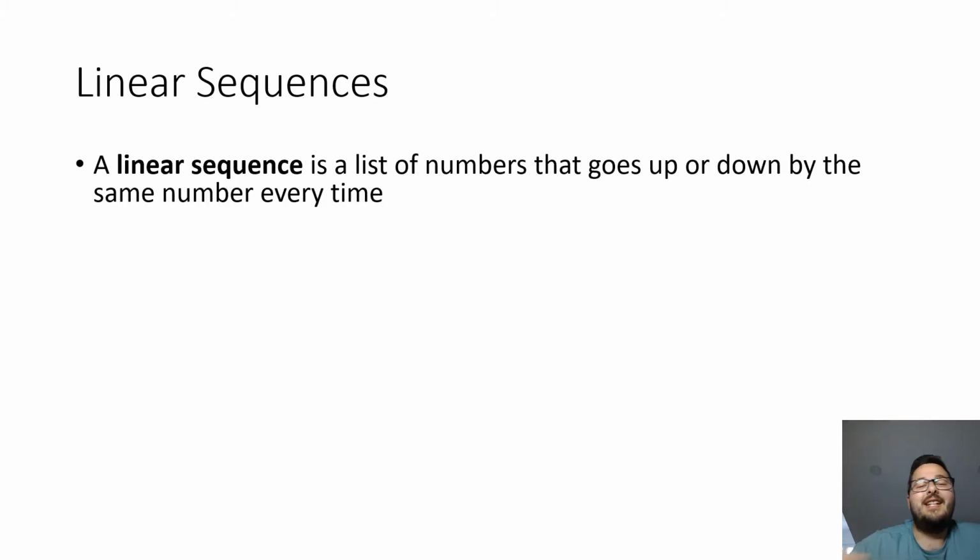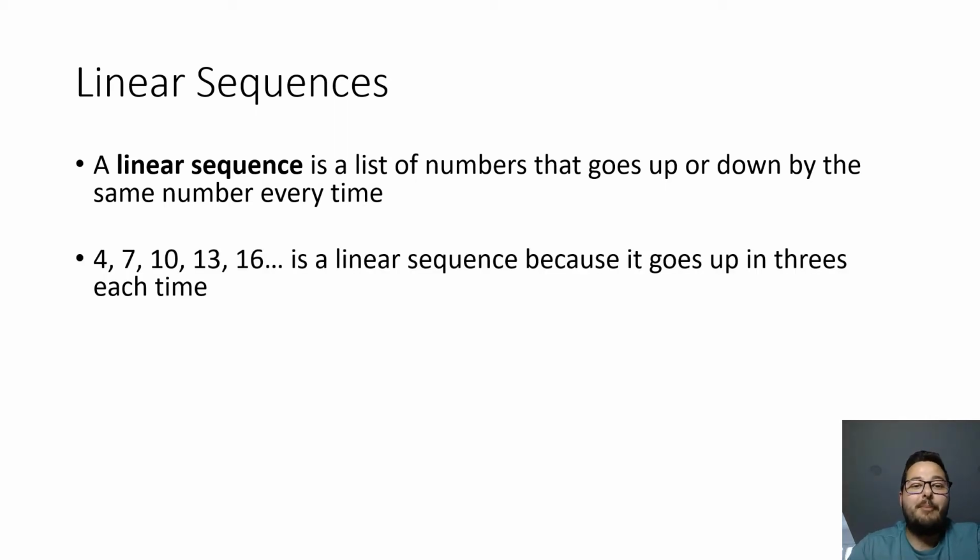Okay, so what is a linear sequence? What is a sequence? A sequence is just a list of numbers. It might be finite, so it might stop at some point, or it might go on forever, it might be infinite. And a linear sequence is a list of numbers that goes up or down by the same number every time. So for example, 4, 7, 10, 13, 16 keeps going. That's a linear sequence because it goes up in threes each time.